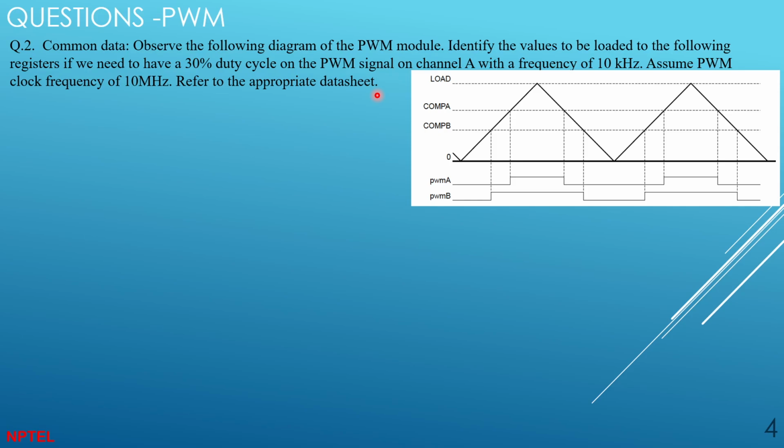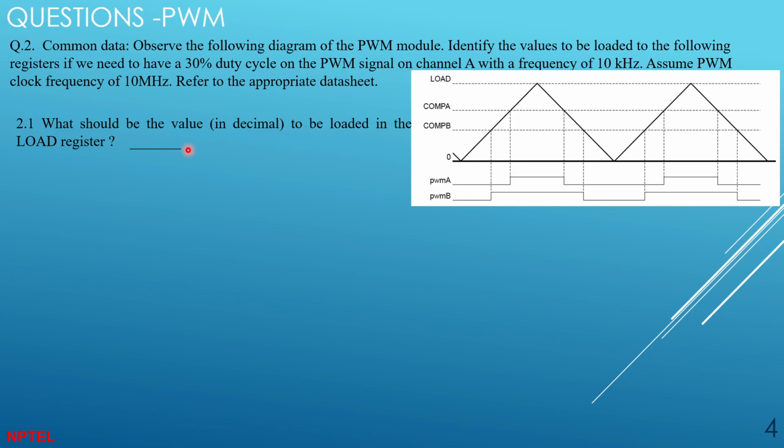So this is the common sentence, and based on this, answer this. What should be the value loaded on the load register? There are three registers: comparator A, comparator B, and load. Load register, and you need to calculate what is the value we need to write in this.